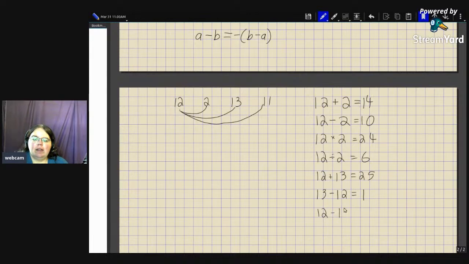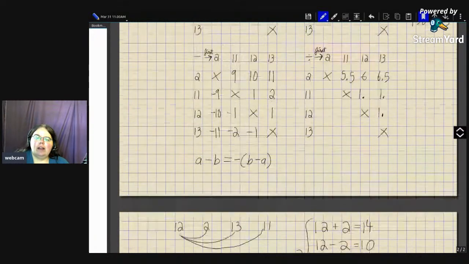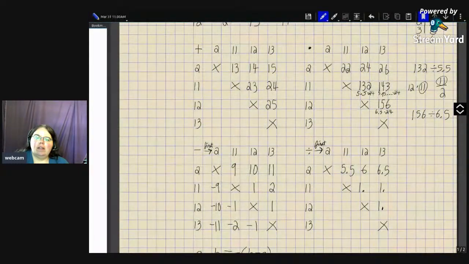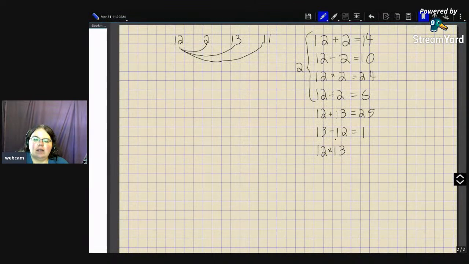12 minus 11 and get 1. Oh, whoops. I'm stuck on an operation instead of a pair. Whoops. Okay. So let's see. Here's with the 2. Now let's consider with the 13. So let's see. Multiplication. Well, 12 times 13. We did that up here. That was 156. And then 12 divided by 13 is some weird decimal that I really don't think is going to be useful.